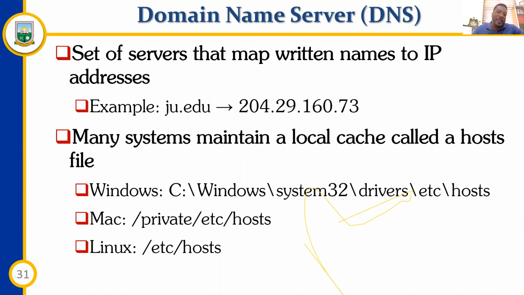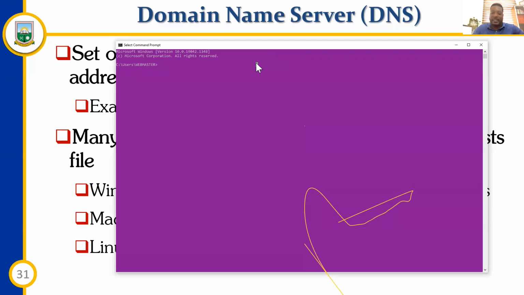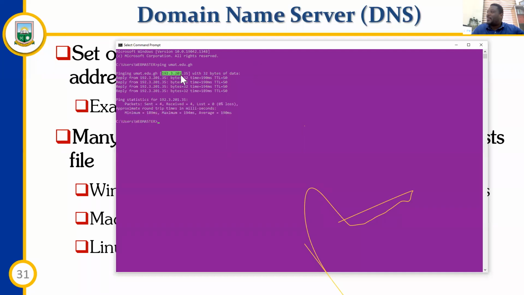So what the domain name server does is make sure that the names that we know, like google.com, are tagged with the right IP address. Let me show you something. Just bear with me a few minutes. When I type umass.edu.gh, you can see an IP address has been given here.